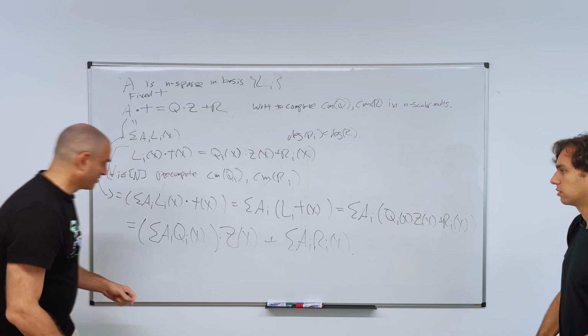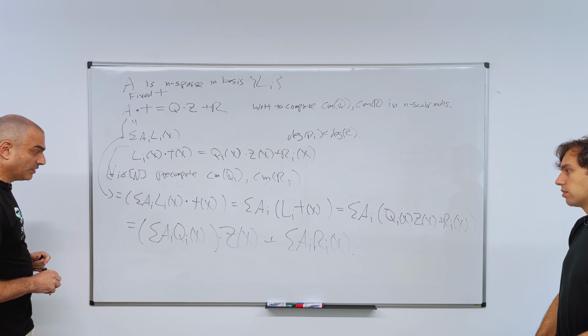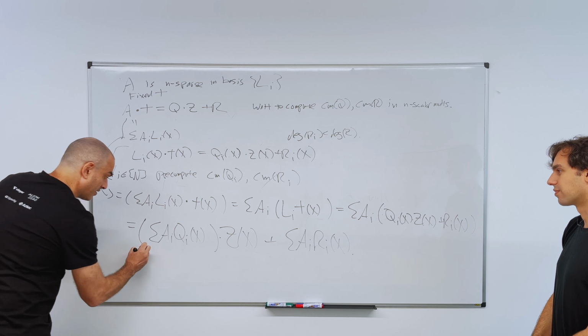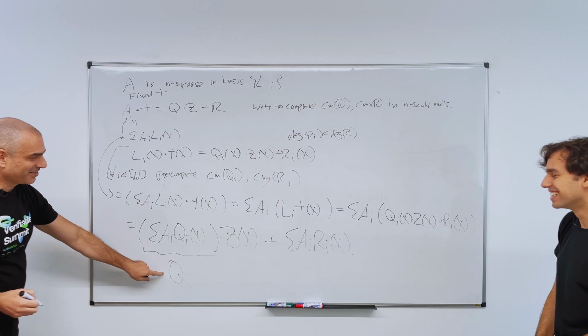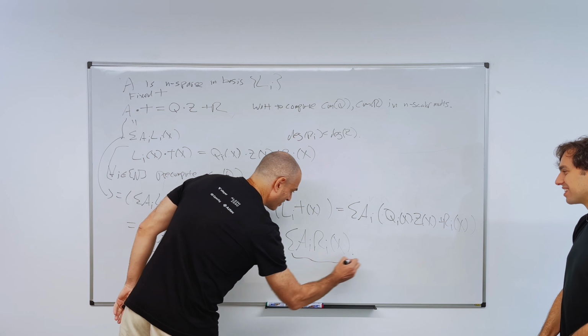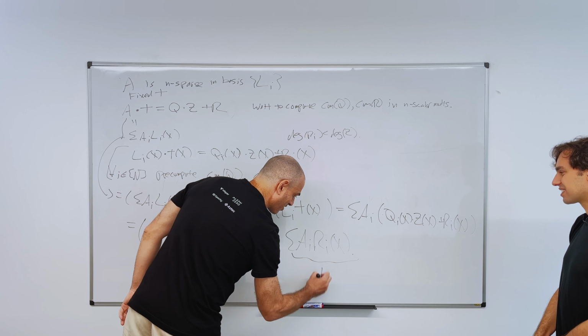Yes, exactly. And now we see that this looks suspiciously like a division with remainder. This is our q. This is our r.